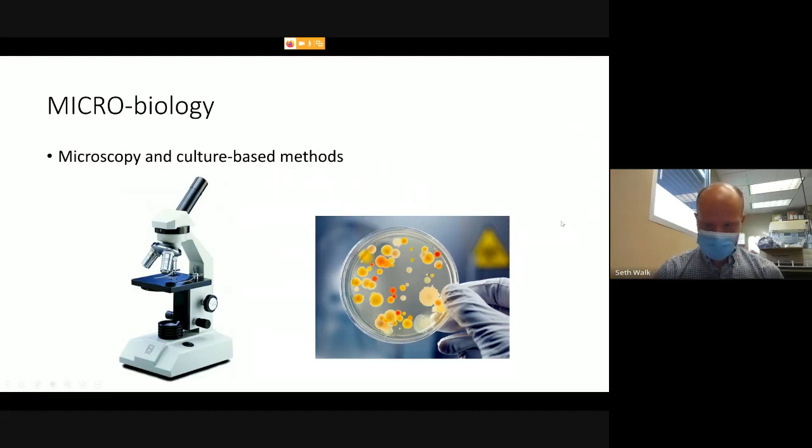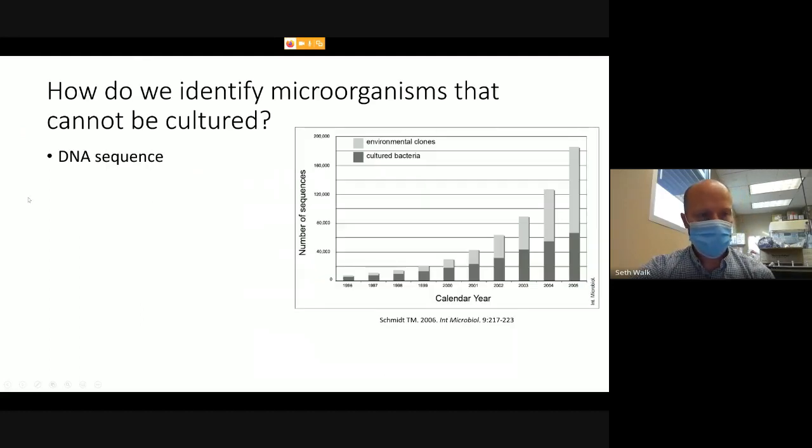But those two things have recently changed, again, in the past 20, 30 years. And now we look at microorganisms primarily through their DNA sequence and what genes are in their genomes. This graph over here is a little bit dated, but it just goes to show how many microorganisms we know to exist based on their DNA, and that's called environmental clones, or whether we can culture them in the laboratory, and that's the cultured bacteria. So you can see, hopefully, as the years progress from 1996 to 2005, many more microorganisms were discovered just simply by looking at their DNA versus culturing them in the laboratory.